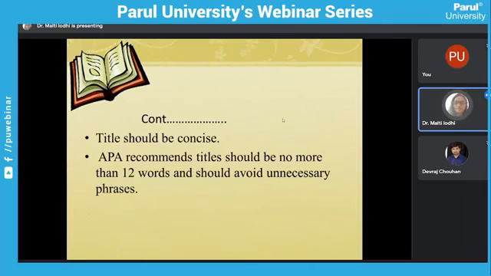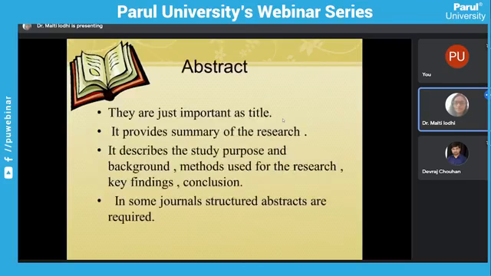Now the title should be concise. APA, the American Psychological Association, recommends that the title should be no more than 12 words and should avoid unnecessary prefaces. Now the abstract: what you write in the abstract should be just as important as the title. Provide a summary, describe the study purpose, background, methods, research, key findings and conclusions. These are all the points which you have to remember and put.